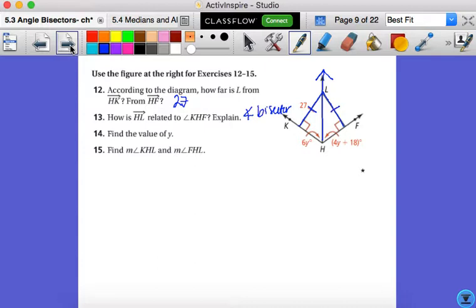Then find the value of y by setting 6y equal to 4y plus 18. If we solve that, we get a y value of 9. If we want to find the measure of angle KHL, we just need to plug back in. 6 times 9 is going to give me 54. And FHL should also be the same, so that's a good way to check and make sure we've done that correctly.